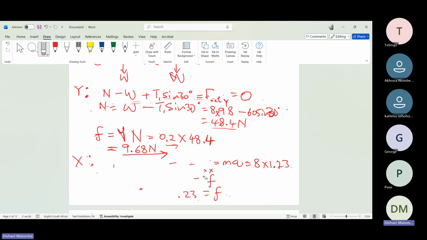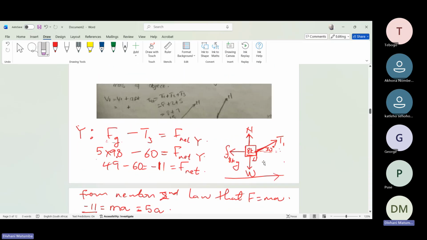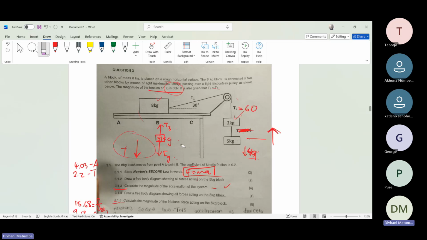Something I've realized about the person who was setting this paper is that, let me just say, they didn't know what they were doing. Okay, fair enough. I think there are a few examples I can show you. For instance, they said T2 is given by 60 newtons, but on the diagram they wrote T3 equals 60. That's one example.